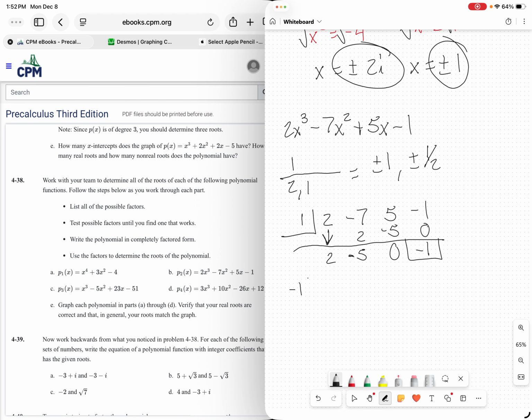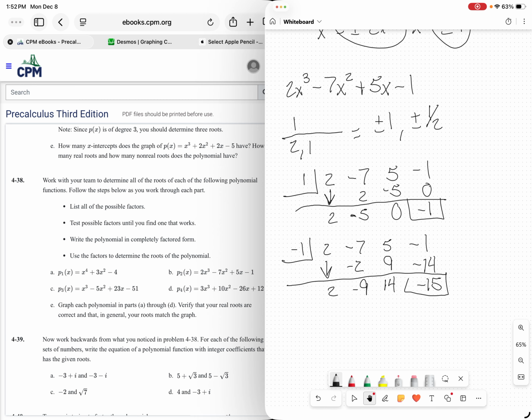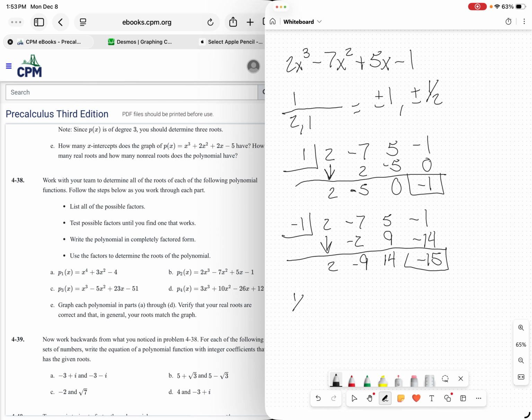So let's try negative 1. Same process. Bring down the 2. 2 times negative 1 is negative 2. Add up, that's negative 9. 1 times negative 9 is 9. Add up, that's 14. Negative 14, I have negative 15 as a remainder, so that didn't work either. So let's try 1/2.